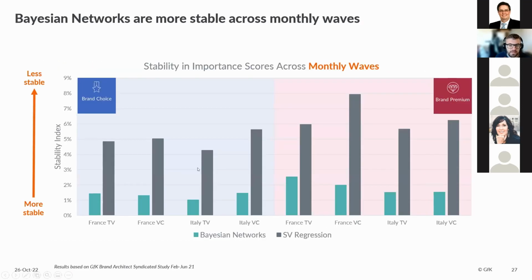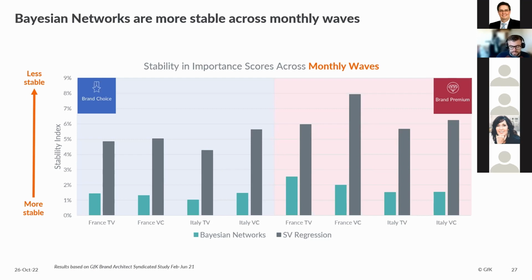So here we have the stability index calculated for all our cells, for both brand choice and brand premium. And you can clearly see in green that the Bayesian network stability index is much lower than the Shapley value, meaning that the Bayesian networks is much more stable than the Shapley value regression.